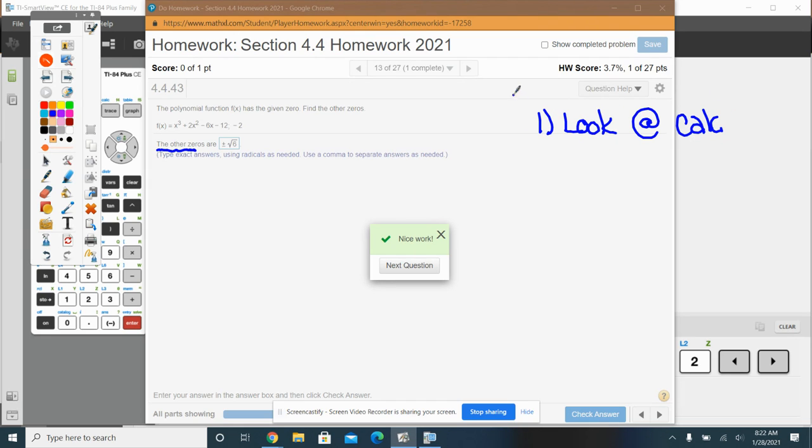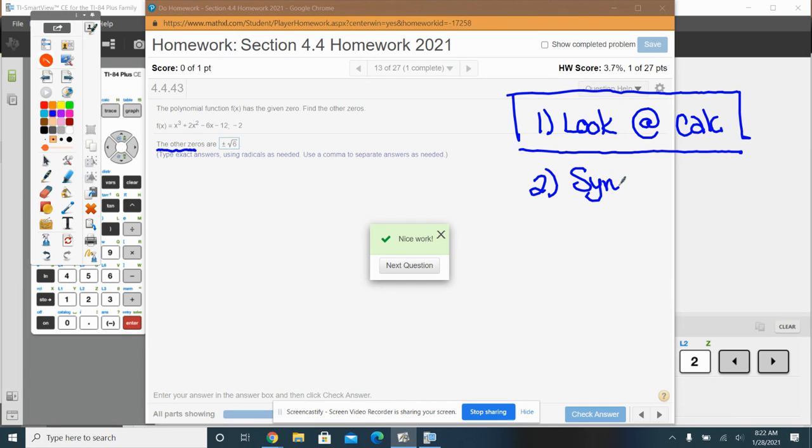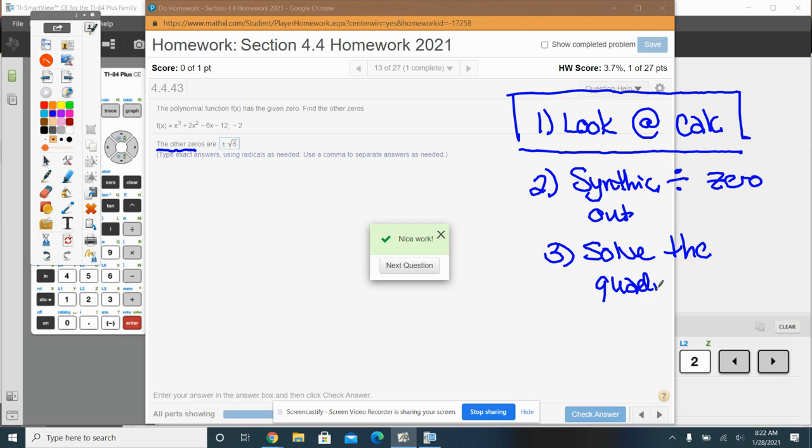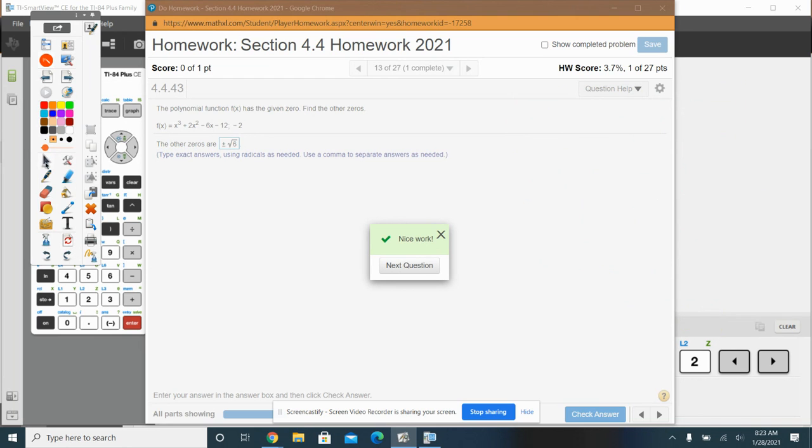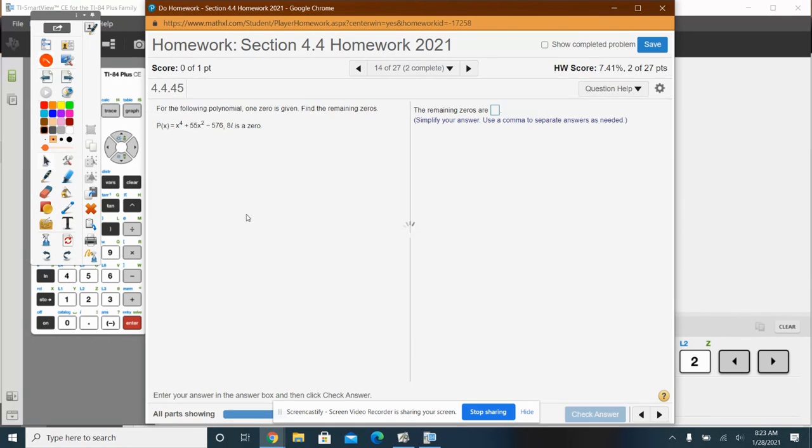So this is something you should always do in case it was easy, but it probably is not going to be easy. So then what you're going to do is you're going to synthetically divide, and then you're going to solve the quadratic that's left. Okay, because that's the way you can find the imaginary zeros or the irrational ones. So let's try another one.